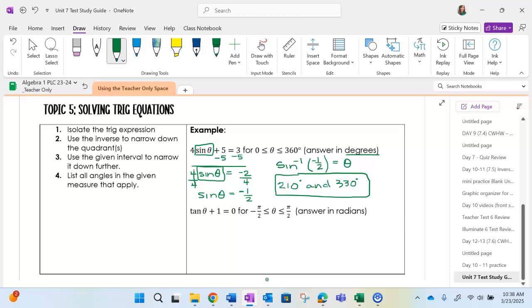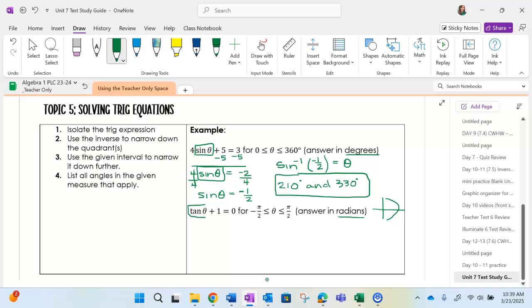Now look, this restriction is in radians, so my answer has to be in radians. Now, when you see negative pi over 2 to pi over 2, that is these two quadrants. Quadrant 1 and quadrant 4 has to be these two quadrants. But remember, one's going up positive, the other one's going negative. So let's first solve this.